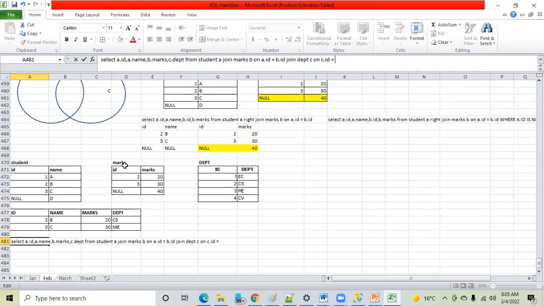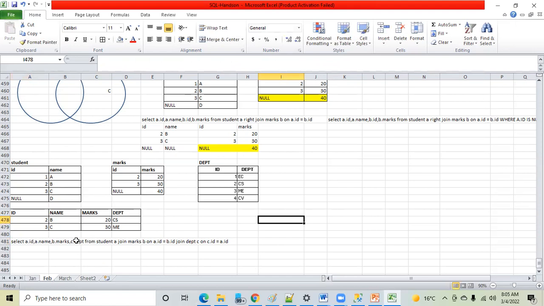We have to fetch the marks of student. No, it's not like that. If the condition is that ID should be present in all the tables, then you can join with any one. You want to join with student, you want to join with marks, your wish. So for the timing, I'm joining with student. Is that clear?